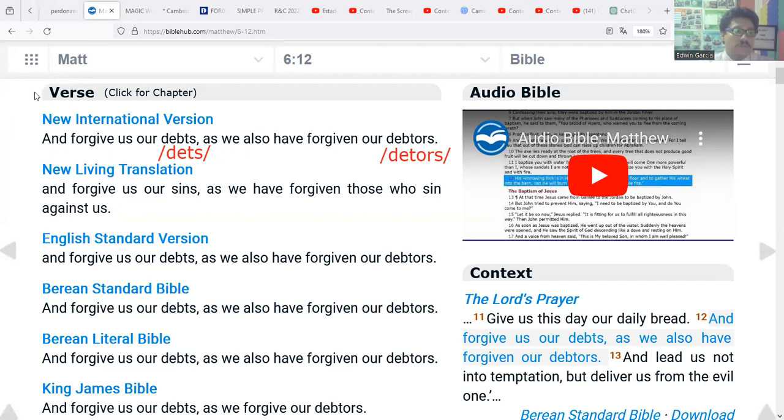En este caso, miren, hasta aquí yo diría que esto está igual. Por lo menos la primera parte es igual. ¿En dónde vemos ahí el cambio? ¿Qué palabra es la que tiene la New International que está reemplazada por otra en la New Living Translation? Sin. Okay, sin.